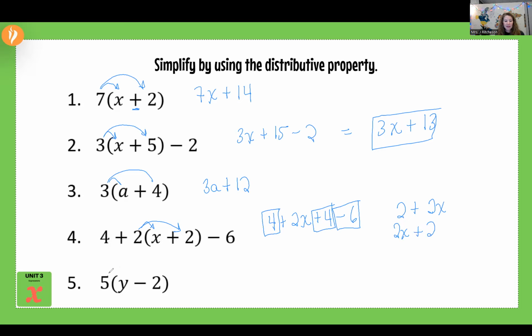And number 5, we have 5 times y. And this time we're using a minus because that's our sign here. 5 times 2 is 10. How'd you guys do? I hope you did well.